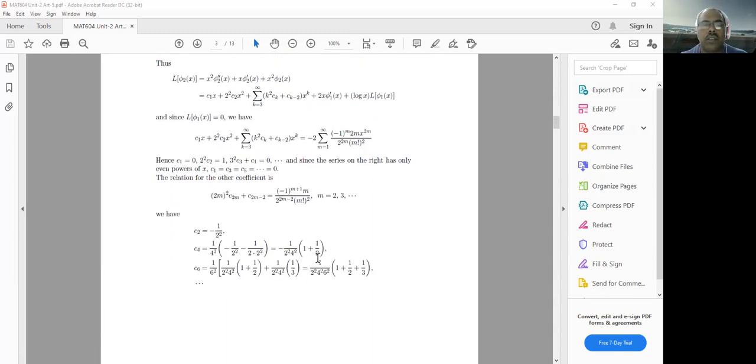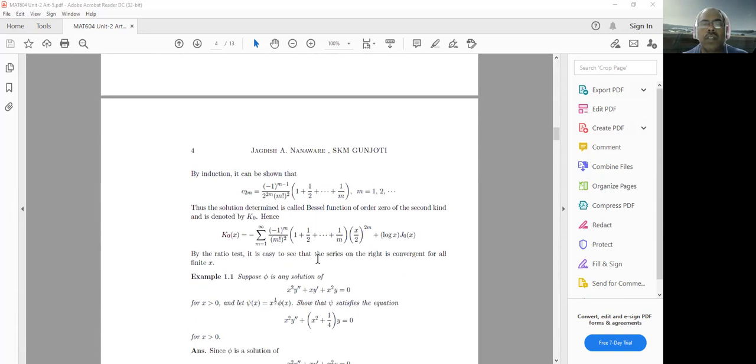And the second solution to the Bessel's equation is denoted by K0 of x, which is nothing but this series plus log x into J0 of x. So this is called the Bessel function of zero order of the second kind. Here you will see that the Bessel function of order 0 of the second kind involves the Bessel function of order 0 of the first kind. So these are the two solutions of Bessel's equation.